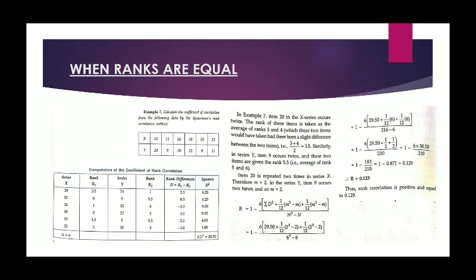The third highest is 20, and the fourth highest is also 20. So for both of them, third position and fourth position, there is a clash. So 3 plus 4 whole divided by 2, which is 3.5. Then we will assign 3.5 to both 20 values.